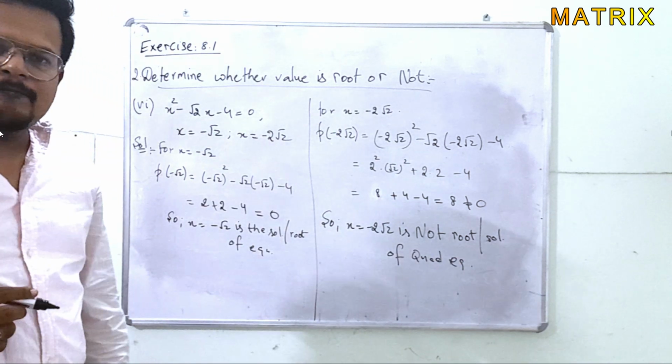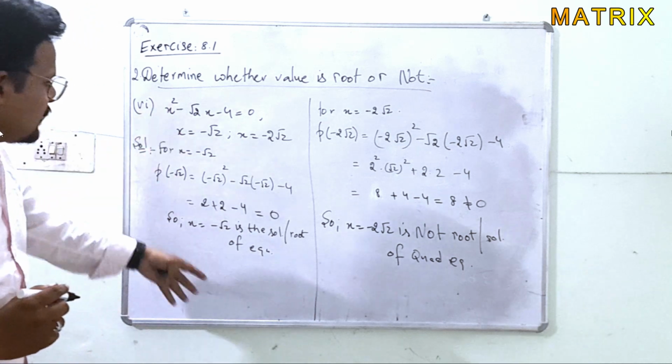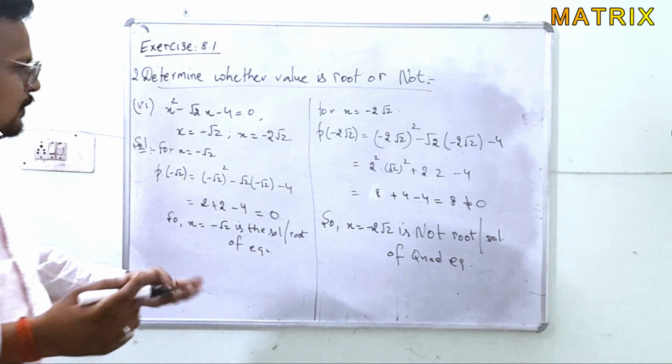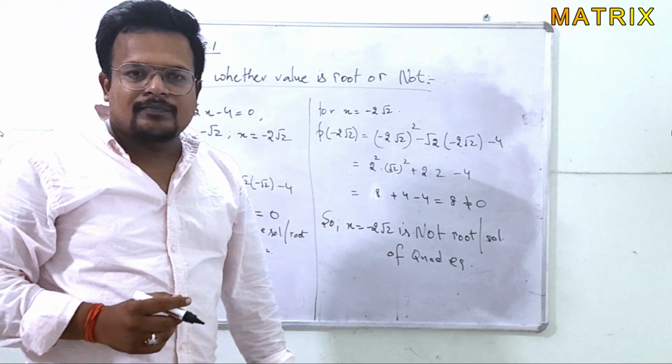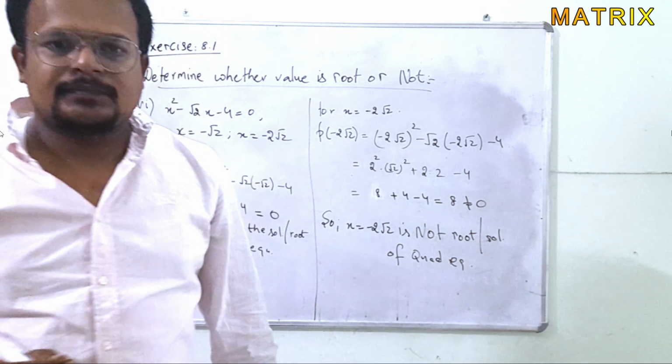Clear? Right? So in both the cases, we have found that x is equal to minus root 2 is the solution, and this other value is not a solution of the quadratic equation.